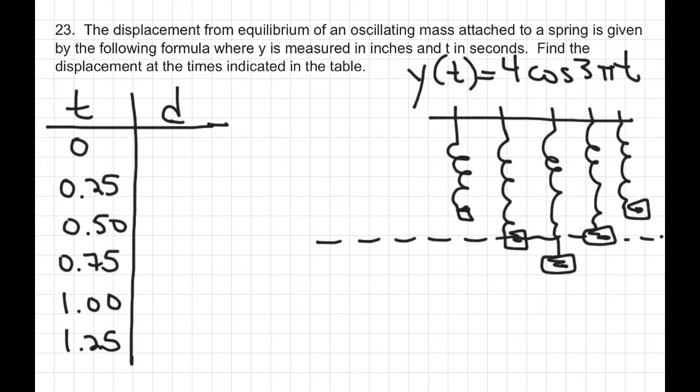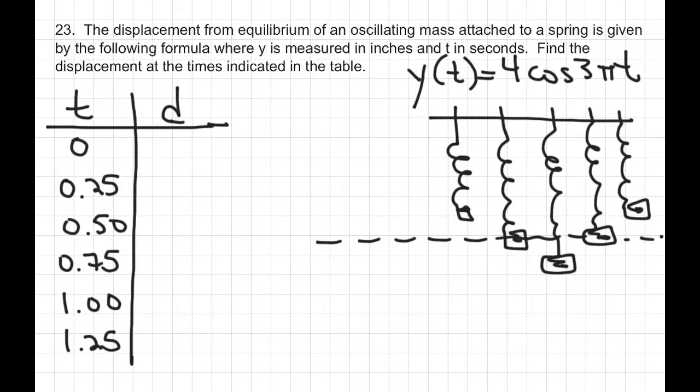Problem 23. The displacement from equilibrium of an oscillating mass attached to a spring is given by the following formula, where y is measured in inches and t is in seconds. Find the displacement at the times indicated in the table. Now the equation that describes the motion of this oscillating mass is y of t equals 4 times the cosine of 3 pi t. Now what's happening is a spring in equilibrium is a spring with a mass on it just hanging, and you don't put it in motion. It's not flopping up and down.